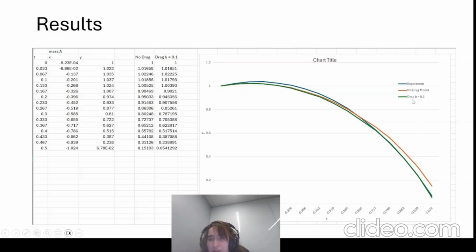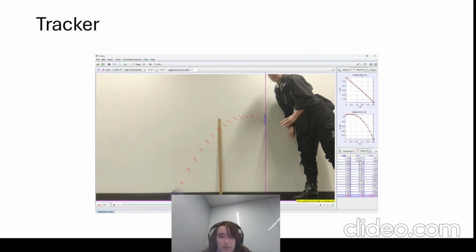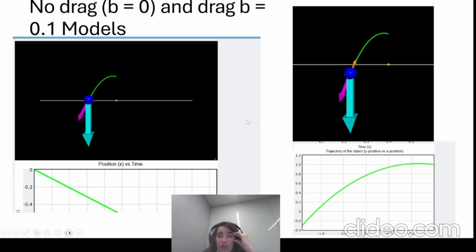So I was adjusting the drag b until the modeled graph and experimental graph aligned. And I got this way the green line, drag b equals 0.1. As you can see, the blue and green lines don't align at the top. That's because of an error from bad angle recording, making the upper height values higher than they actually are. You can see it here in Tracker, because the angle was looking slightly from the top. The y values could be recorded as higher than they actually are.